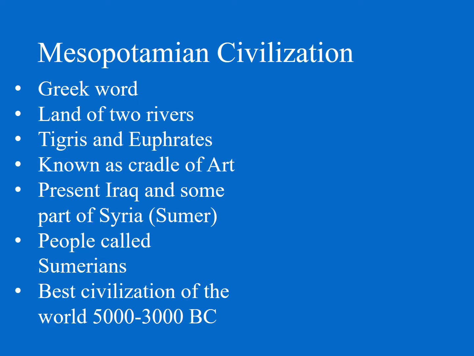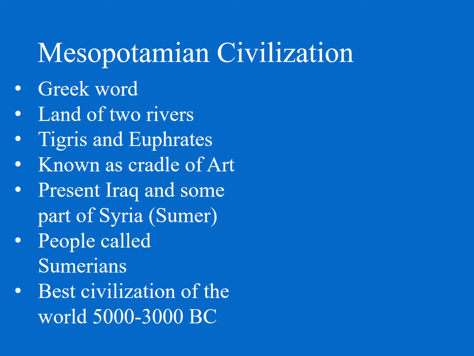This area not only comprises the region between the two rivers, but it consists of the present-day Iraq and some parts of Syria also. Southern parts of Mesopotamia were fertile and became the cradle of the historic cultures. This land was called Sumer. This region was divided into city-states. People of this region were called Sumerians. This civilization is considered best among other civilizations of the world.